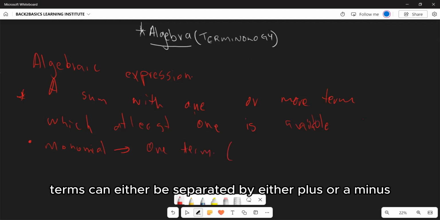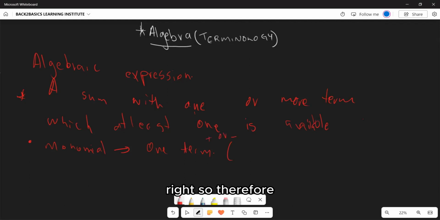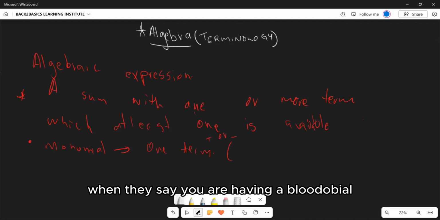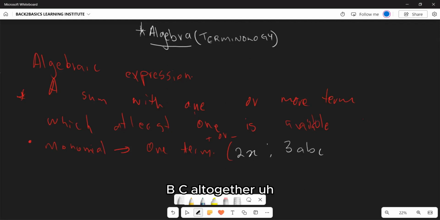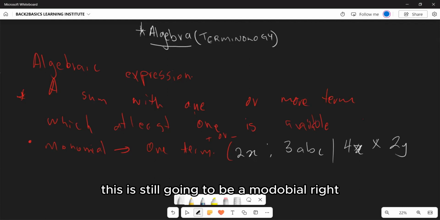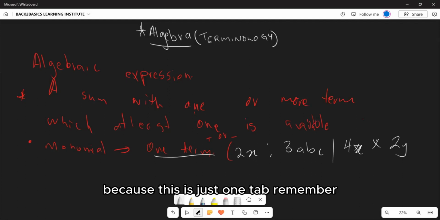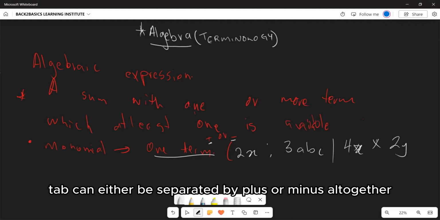Remember, we said terms can be separated by either a plus or a minus. So when they say you are having a monomial, for example, that's like your 2x, or it could be 3abc altogether. This is still your term. Or let's say you are having 4x multiplied by 2y. This is still going to be a monomial, because this is just one term. Remember, terms are separated by a plus or a minus.